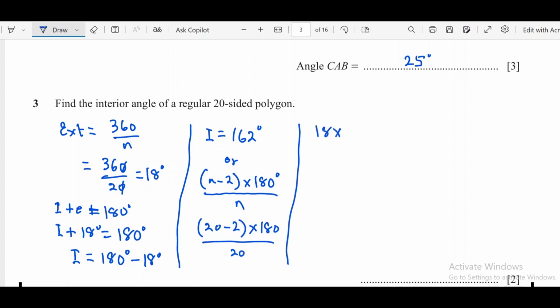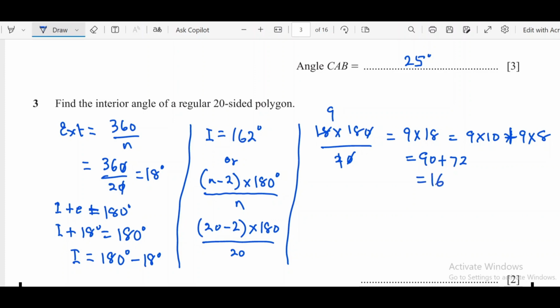This is going to give us 18 times 180 all over 20. This and this will cancel. So we have, of course, 2 can go in 18, 9. So we have 9 times 18. 9 times 10 can break 18. This is the same as 9 times 10 plus 9 times 8. So that's 90 plus 72. That's also 162 as we got before. So we have 162 degrees here.